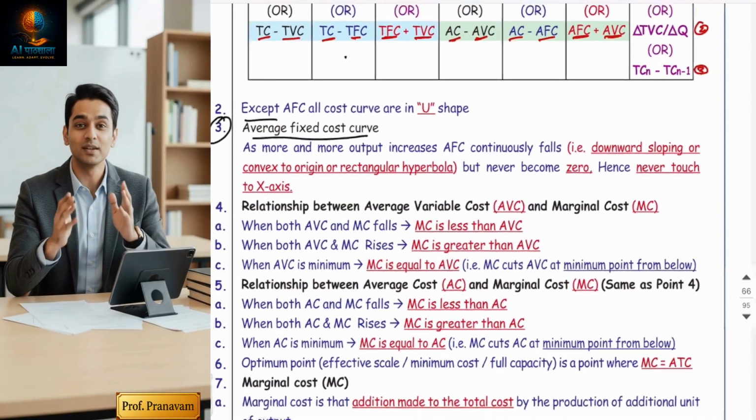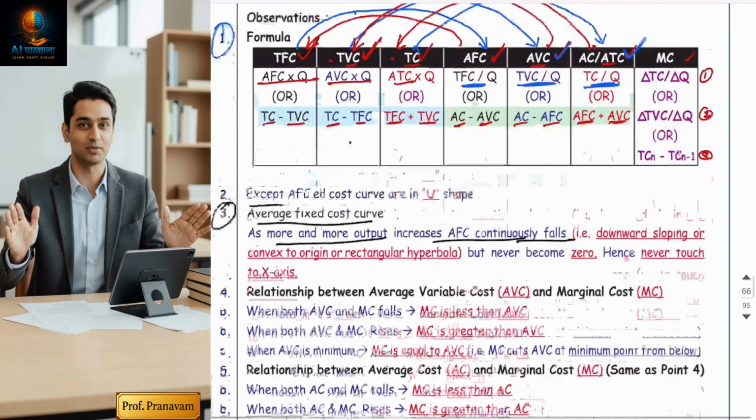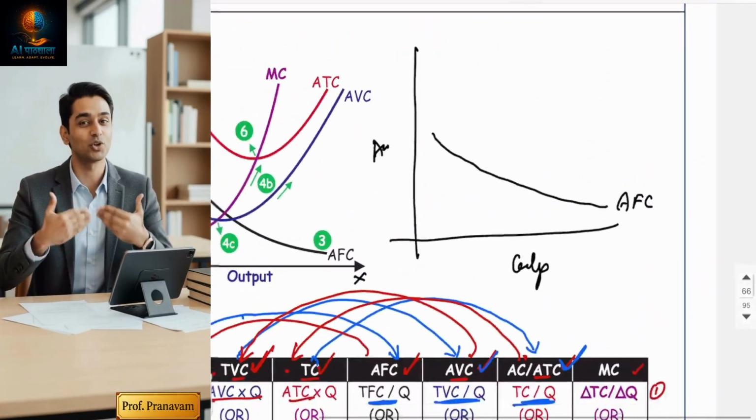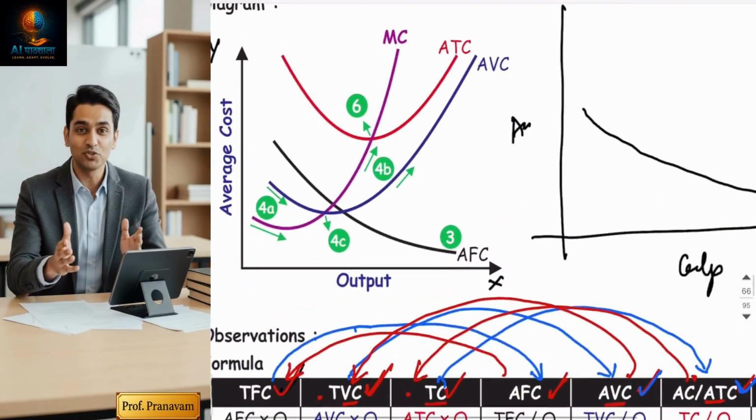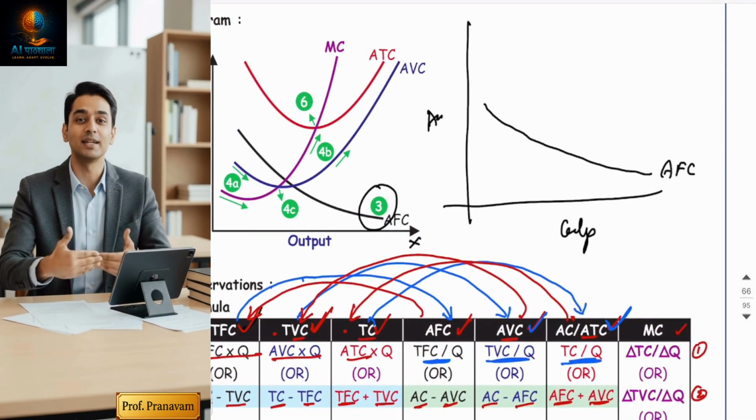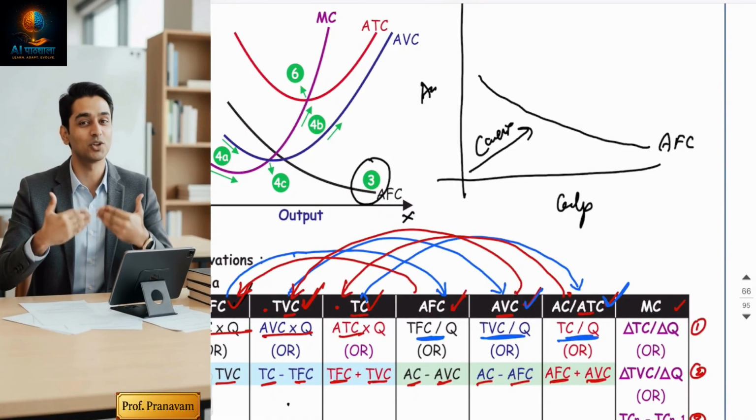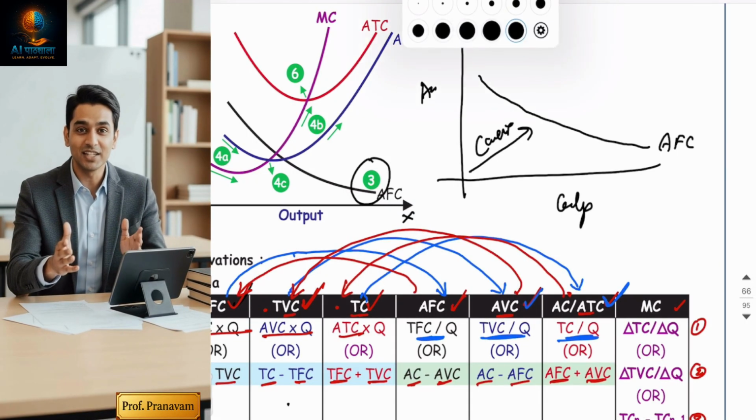Average fixed cost curve. As more and more output is produced, AFC continuously falls. That is downward sloping. So can I say my AFC curve is a downward sloping curve? Yes, already I've written over here as point number 3. AFC is convex to the origin, and AFC is also called a rectangular hyperbola.